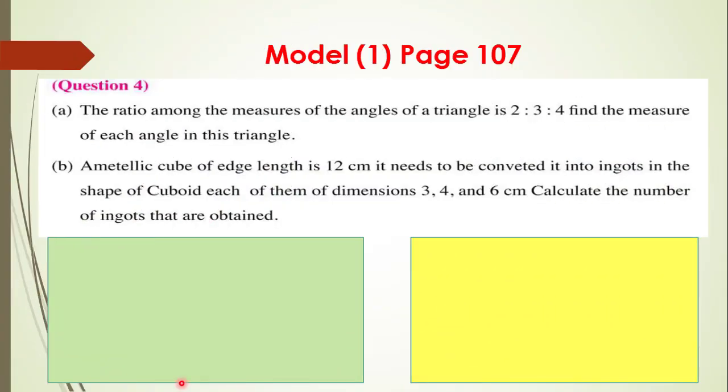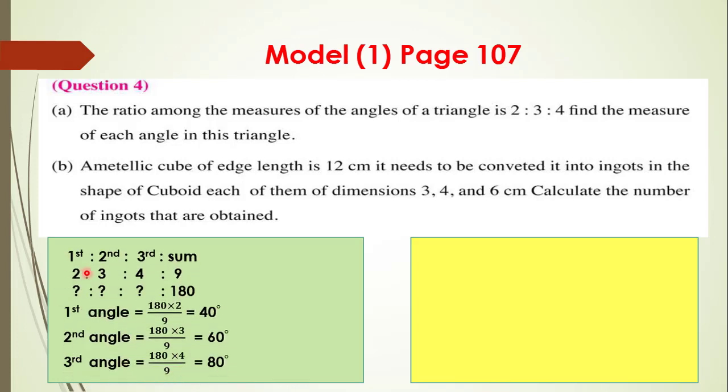Let's move to question number 4, page 107. The ratio among the measures of the angles of a triangle is 2 to 3 to 4. Find the measure of each angle in this triangle. In this case, we have a ratio among the three numbers. And we know the summation. We said before the summation of the measures of interior angles of a triangle is 180. So now we have a ratio among the three numbers, and also we have the summation. The ratio among the three numbers is 2 to 3 to 4. It means the summation is 2 plus 3 plus 4, which is 9.